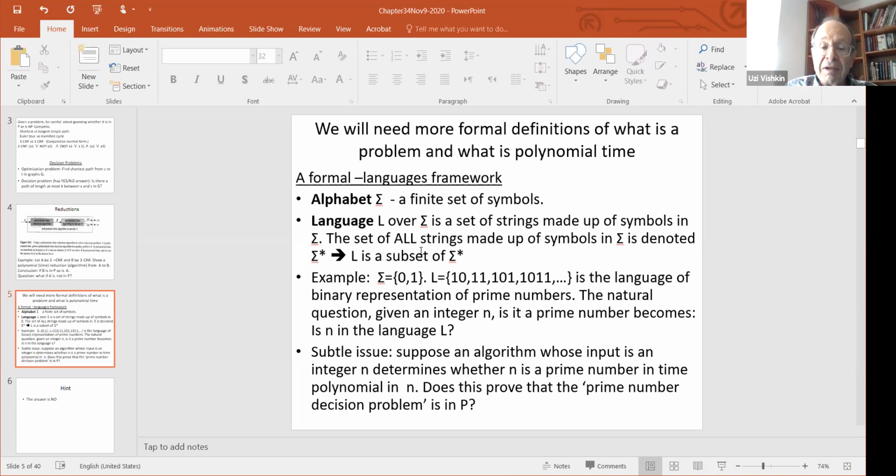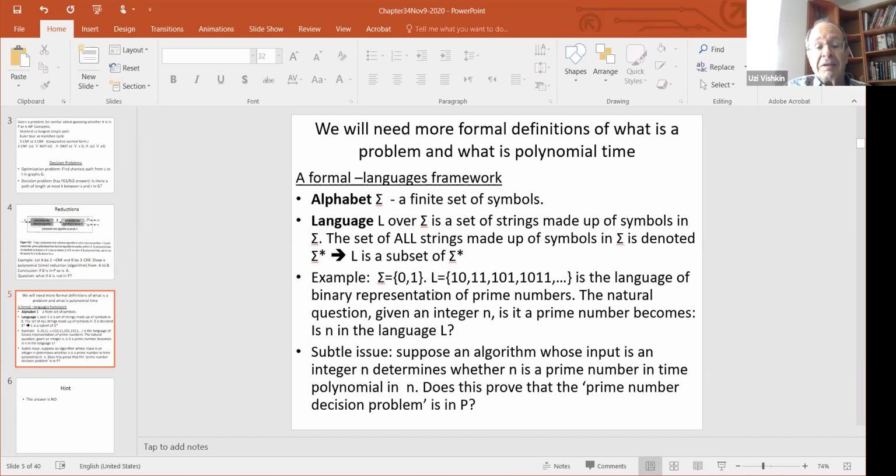So a language over sigma is a set of strings made up of symbols in sigma, meaning a language will be a subset of all the possible strings, a given subset. And I'm going to give you an example. Once I give the example, I hope everything will be clear.